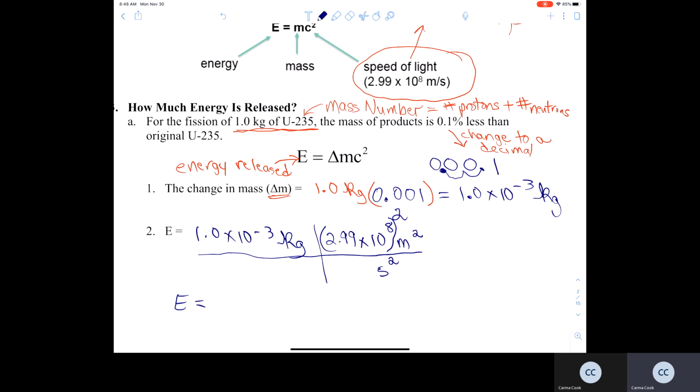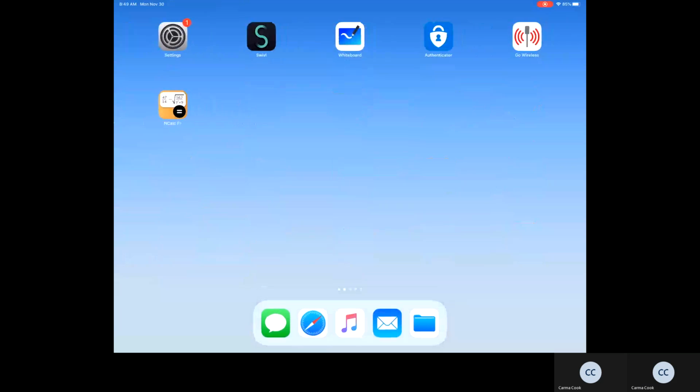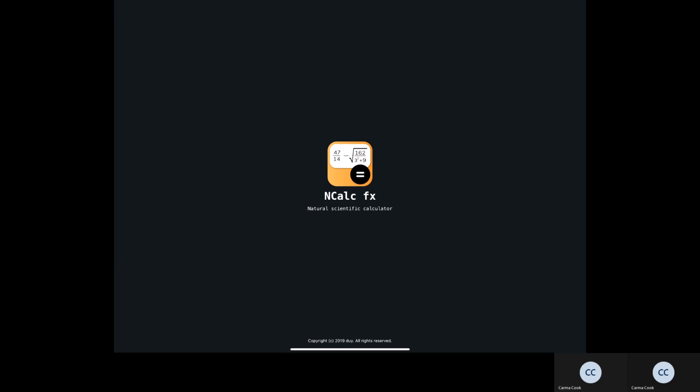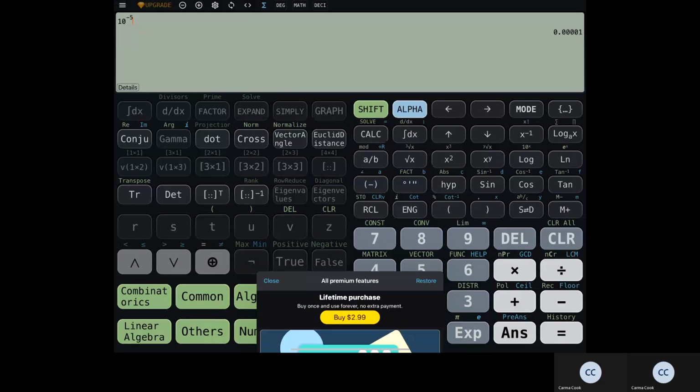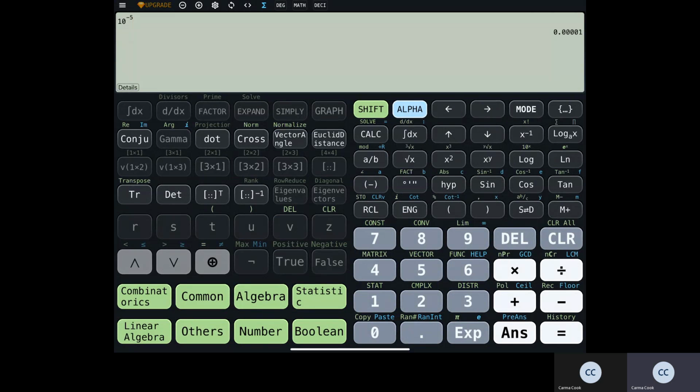And so now you do your math. 2.99 times 10 to the 8th. You put that in your calculator, and then you access your square function. For most calculators, that is going to be an x, and then you'll see raised to the second power. So it's going to be this key here.